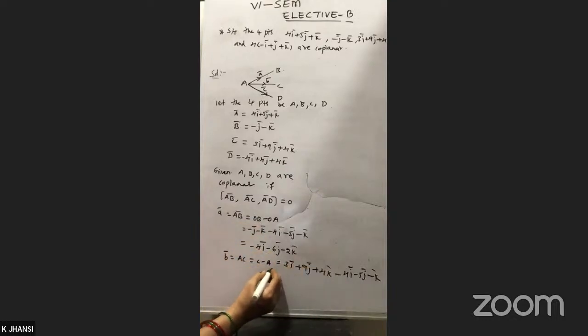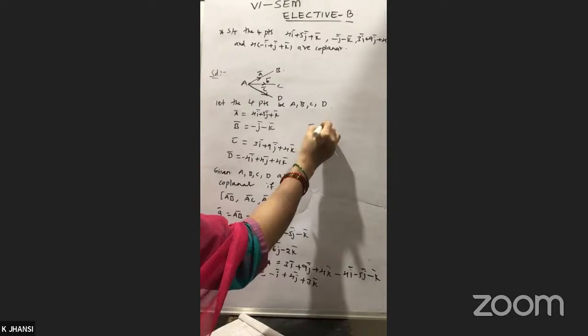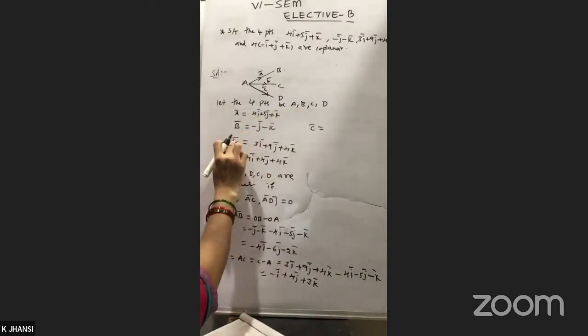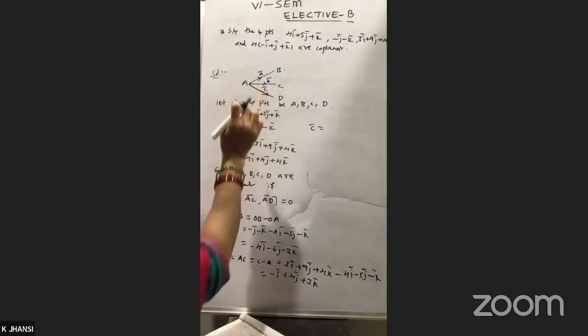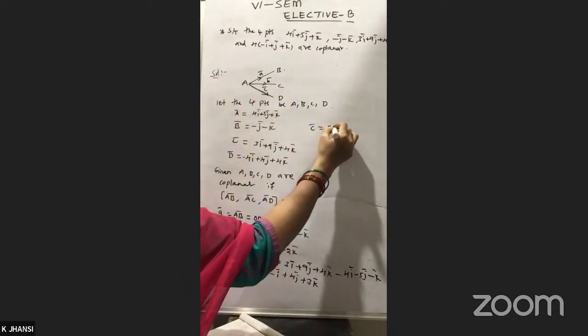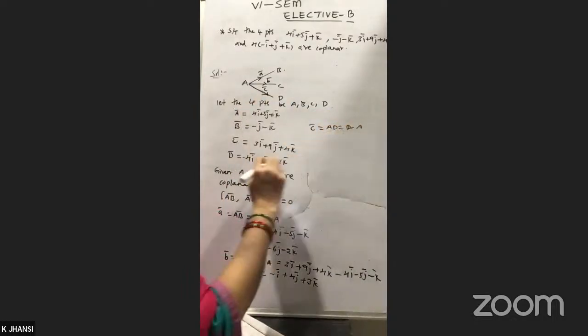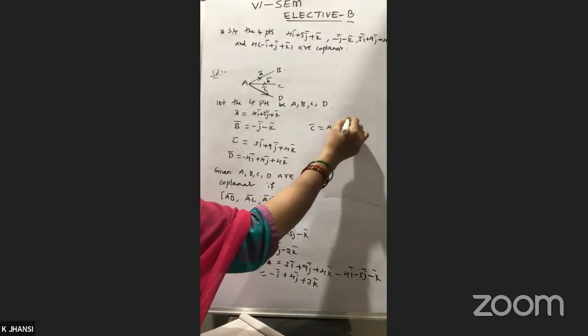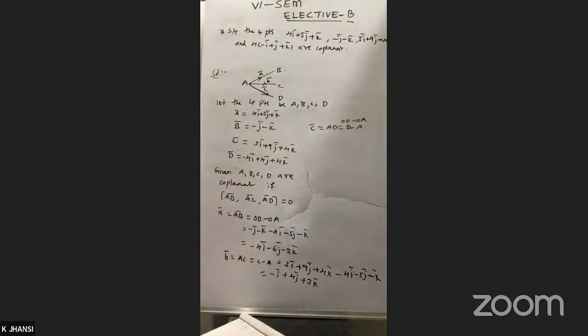3i minus 4i means minus i, plus 9j means it is 4j, plus 4k minus k means plus 3k. Okay. Next, vector C is equal to what? C is AD. AD is equal to D minus A, or else we can write this as OD minus OA. OD minus OA, we call them position vectors.